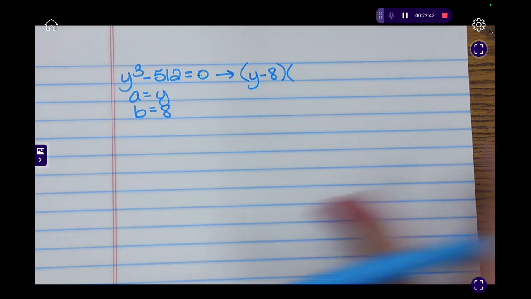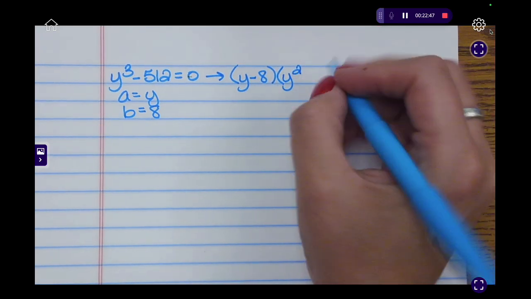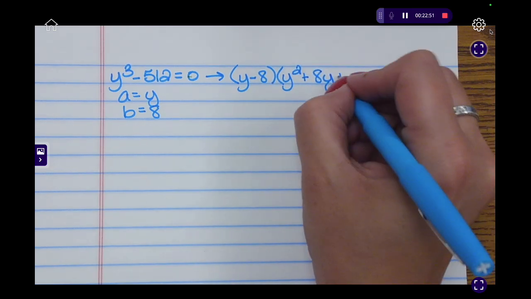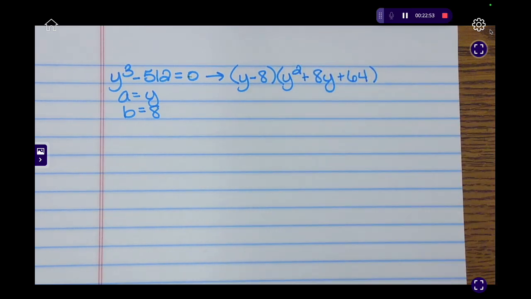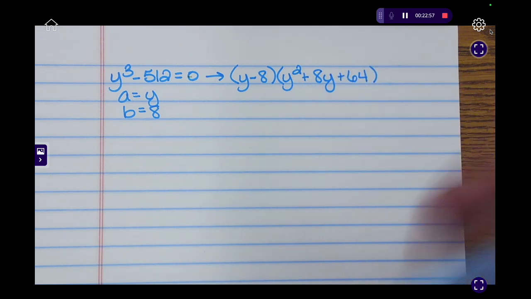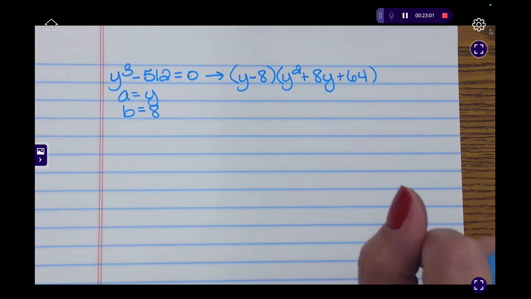So that's my first parentheses. Second parentheses is a squared plus a times b plus b squared. Okay, so looking at that, that would be y minus 8 parentheses, the y squared plus 8y plus 64.